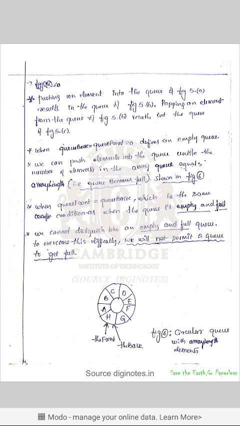Whenever q back equals q front equals 0, in the sense the queue will be empty, or q front equals q back, then the queue will be empty or full. So in this circular queue or circular array, we cannot differentiate between an empty or a full queue. So we should not allow or permit a queue to be full. So we need to change the length of the queue.